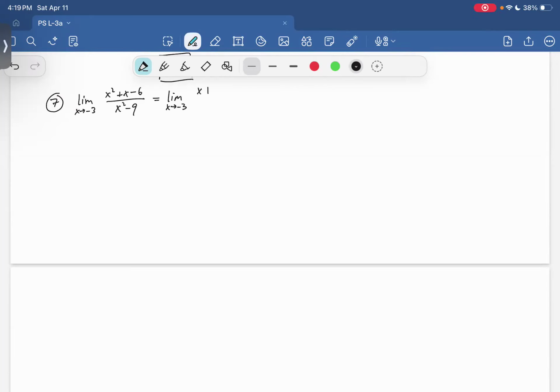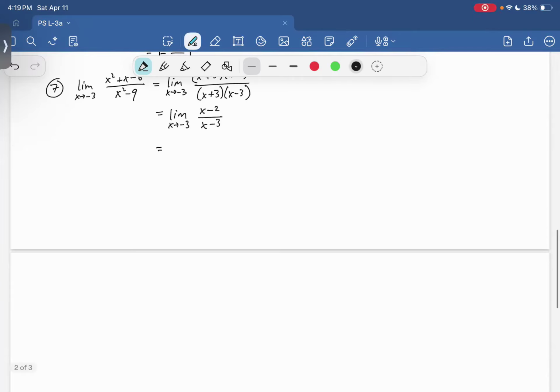The top will factor as x plus 3 times x minus 2. Bottom is x plus 3 times x minus 3. And so the x plus 3 cancels, and I'm left with x minus 2 over x minus 3. And now I can plug in negative 3, and I won't get a 0 divided by 0 error. And what that leaves me is negative 5 over negative 6, which is 5 over 6.